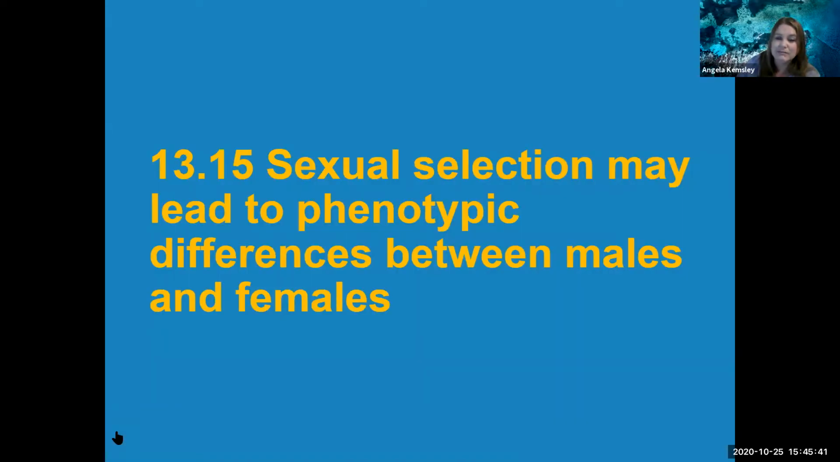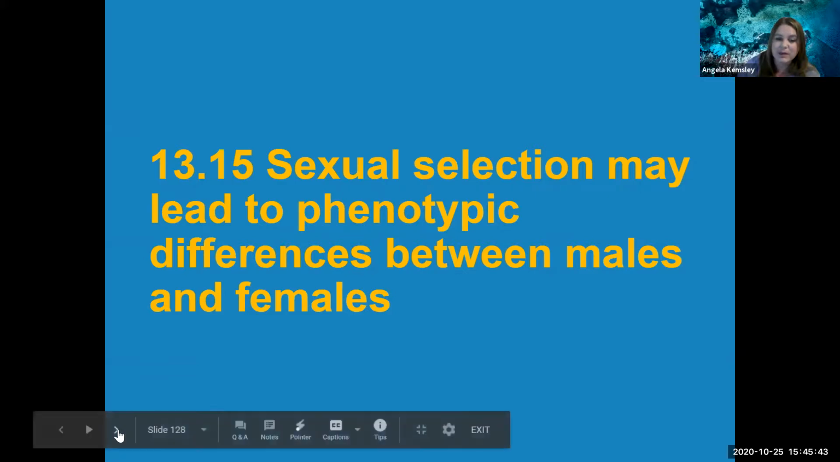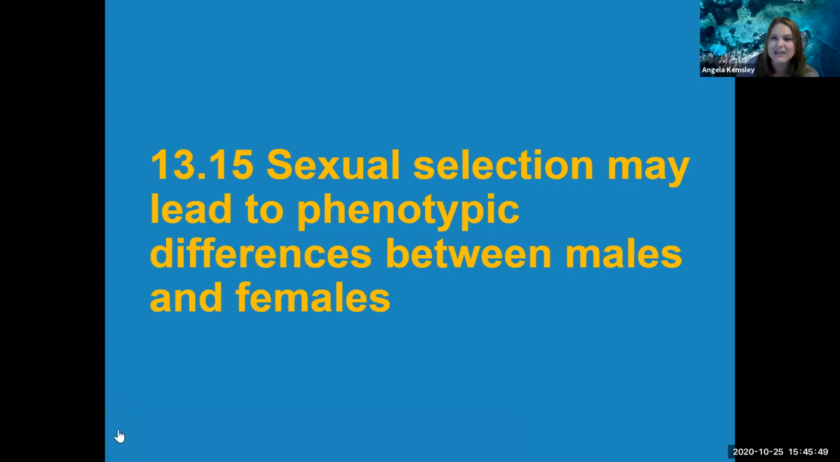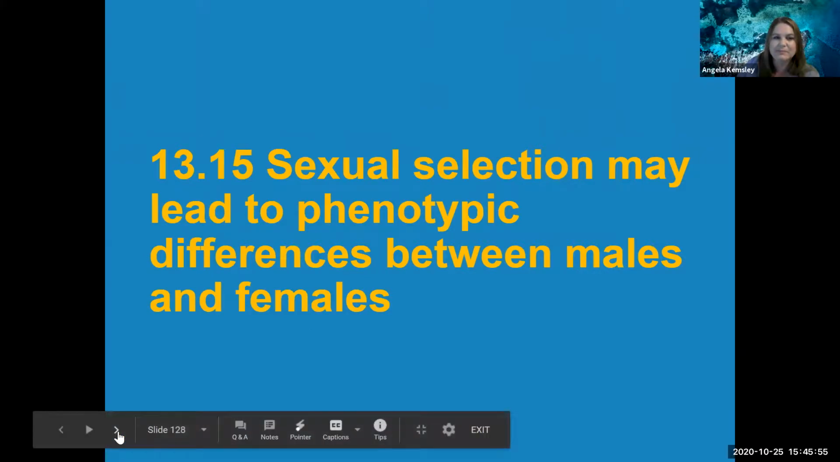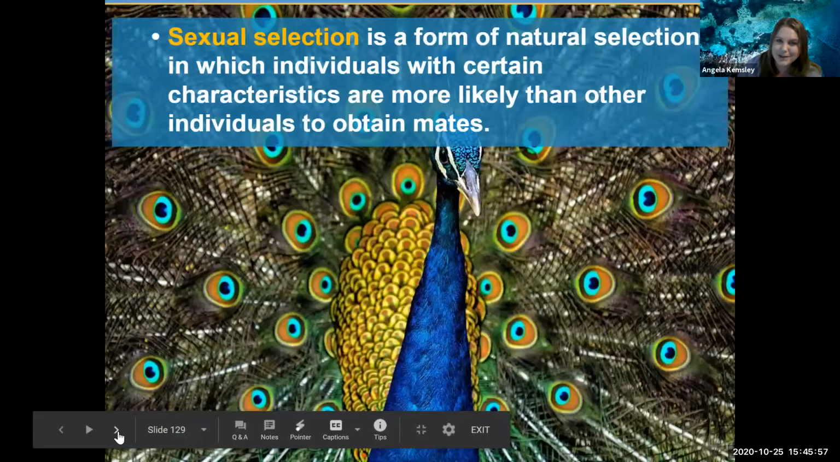Sexual selection may lead to phenotypic differences between males and females. We briefly touched on that just a minute ago when I introduced you to the idea of sexual dimorphism. Sexual dimorphism is where males and females look different from one another. Sexual selection is a form of natural selection in which individuals with certain characteristics are more likely than other individuals to obtain mates. Think about peacocks.